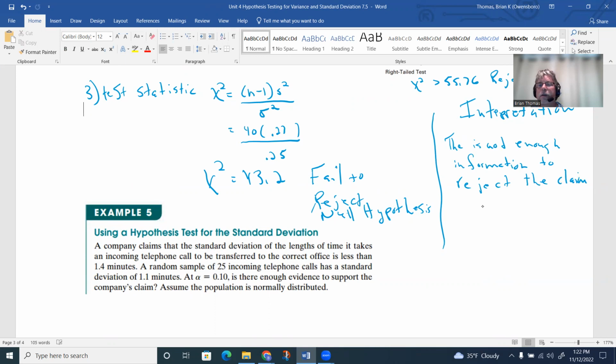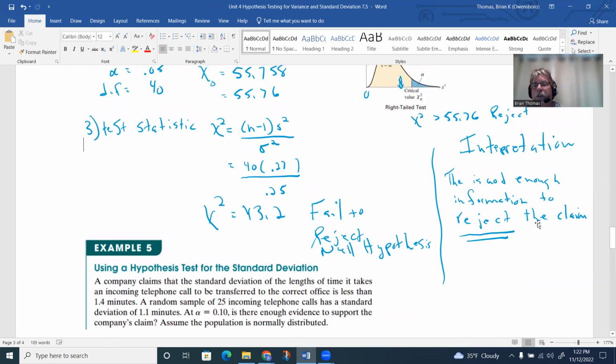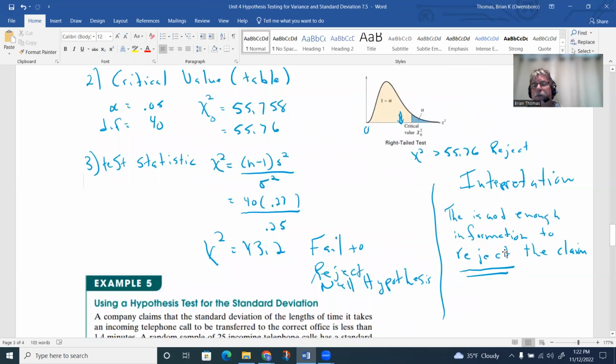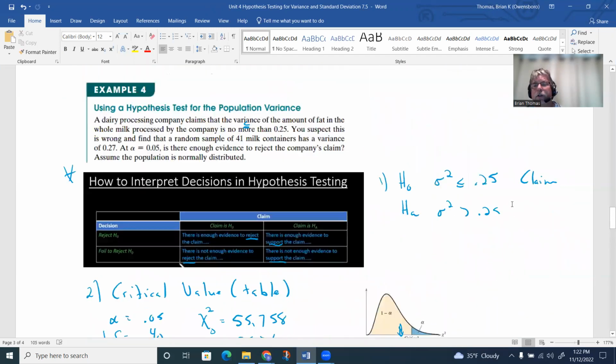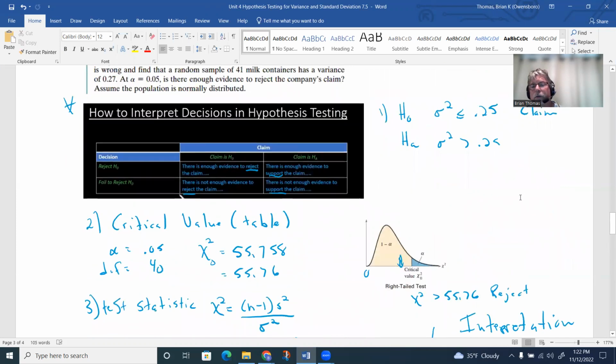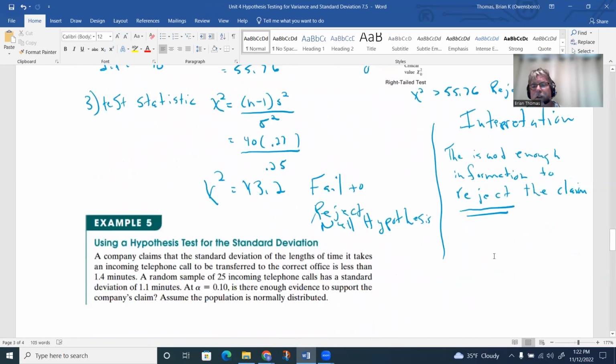As we're not rejecting the claim, we need to be seeing this word reject in there, not the word support. So keep that in mind when you make your interpretation. There is not enough information to reject the claim, because our claim was less than 0.25, so we're not throwing that out. So we're not rejecting the claim.